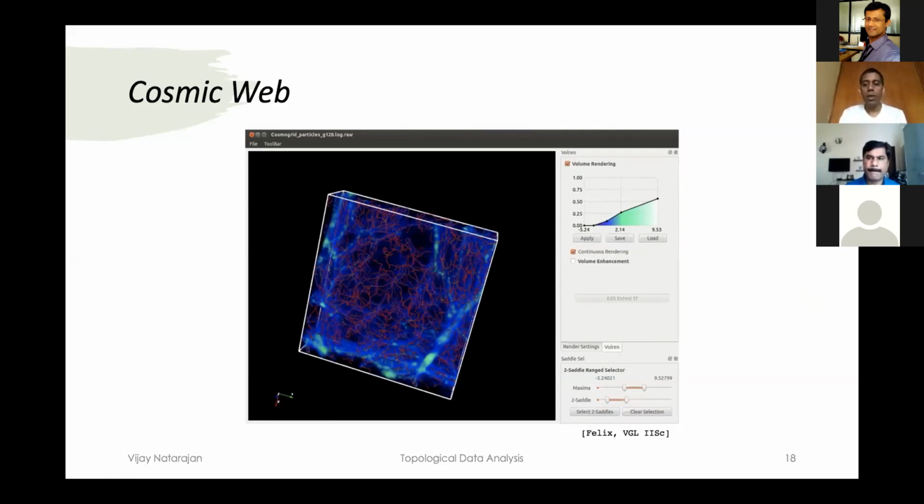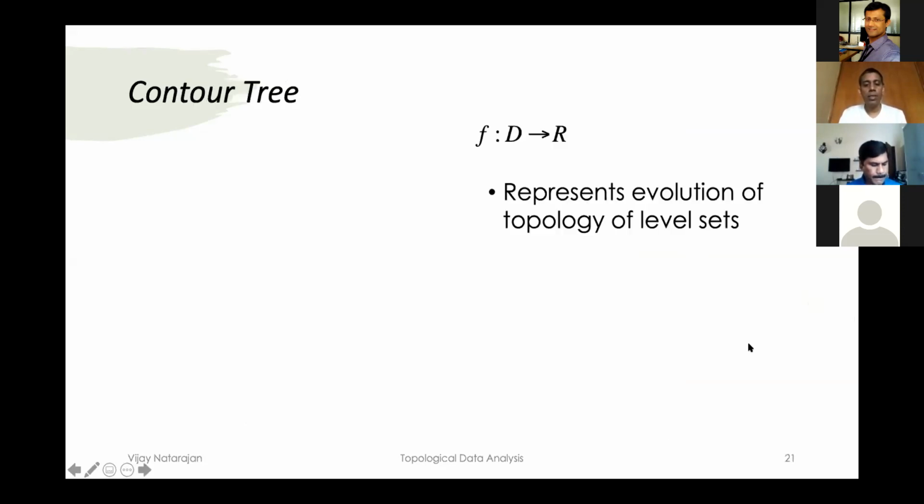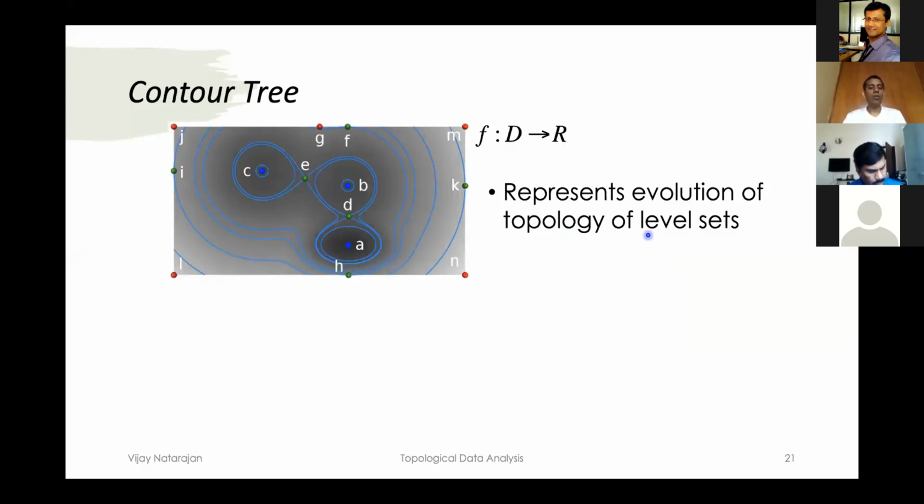Okay, let's move on to discuss another topological structure called the contour tree. So again, we look at a scalar function. It's defined over a domain D, and it takes real values. The contour tree studies the topology of these so-called level sets, right? So these isocontours that we saw at the beginning of today's talk.